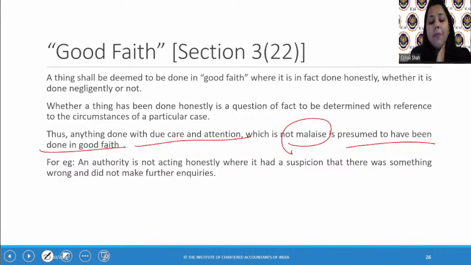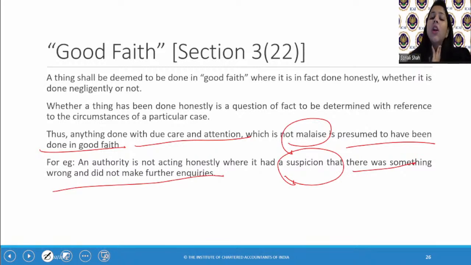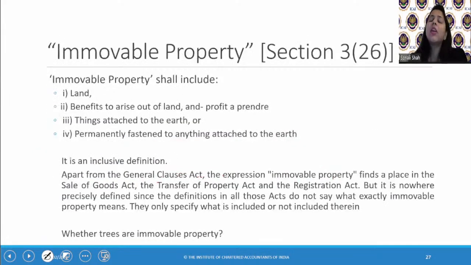So for example, an authority is not acting honestly where it had a suspicion that there was something wrong and did not make further inquiries. So to be acting in good faith, one must act honestly and one must act diligently. If one is acting in negligence, it is not considered to be good faith.